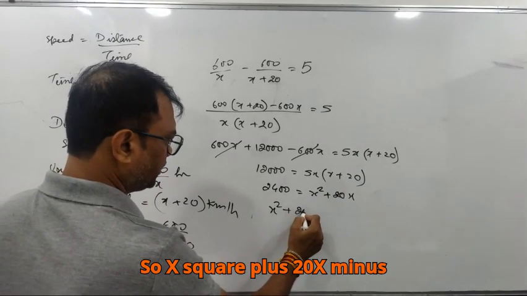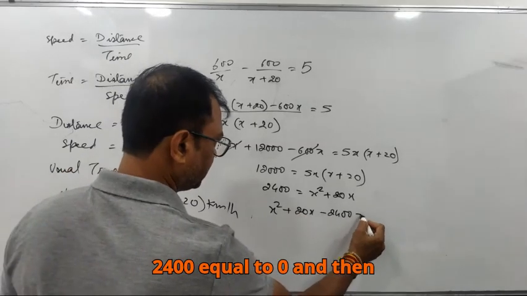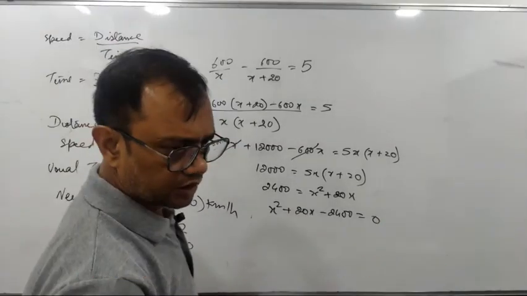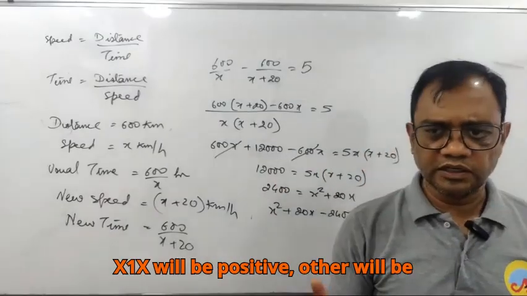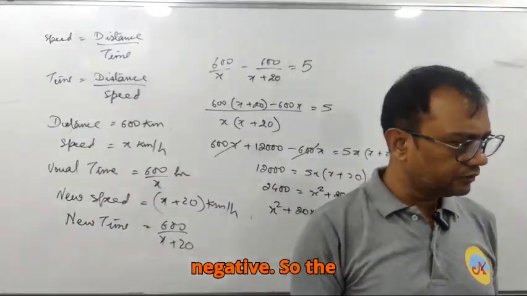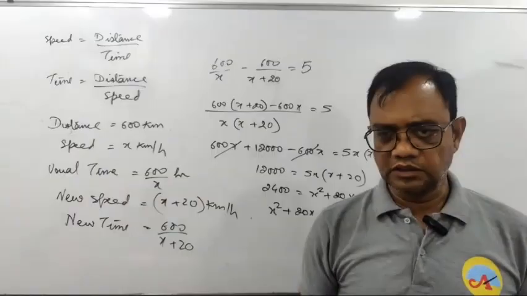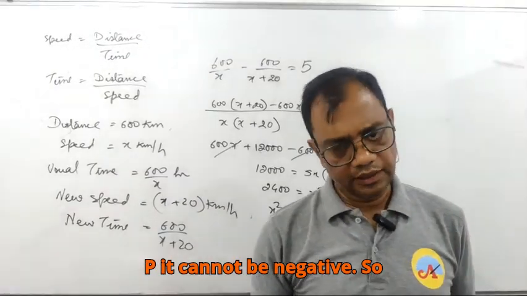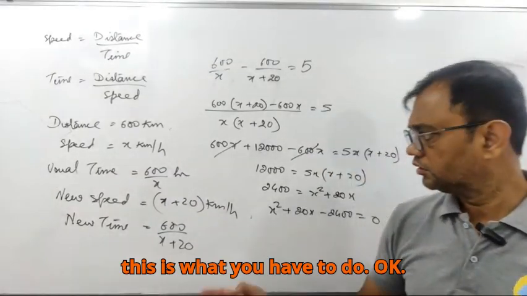So x square plus 20x minus 2400 equal to 0. And then you have to do splitting the middle term. You will always get two values of x. One x will be positive, the other will be negative. So the considered value will be positive because speed cannot be negative. So this is what you have to do.